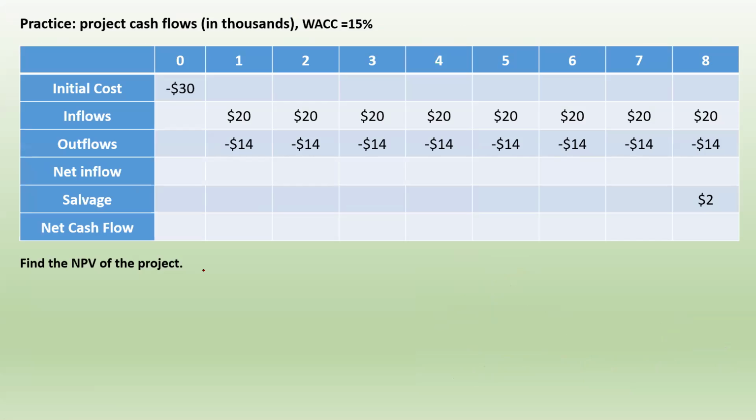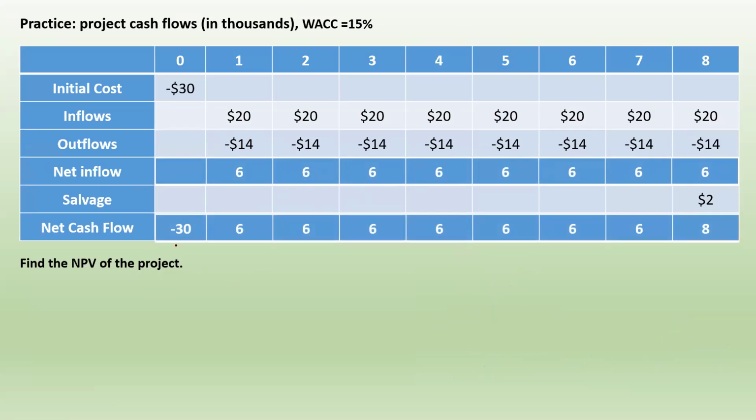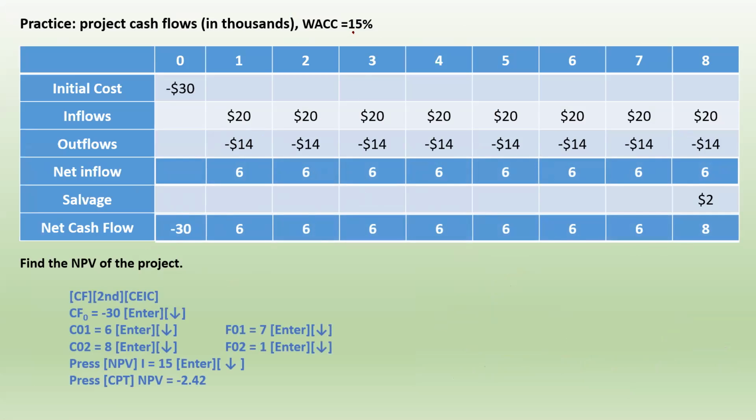So here's one more practice problem for NPV. The initial cost is -30, and then there are the cash inflows and outflows. Net cash flow is 6 from year 1 to year 8. The salvage value is $2, so net cash flow for t equal to 0 is -30, and from year 1 to year 7 is 6. For year 8 is 8. And the weighted average cost of capital is 15%. So find the NPV of the project.